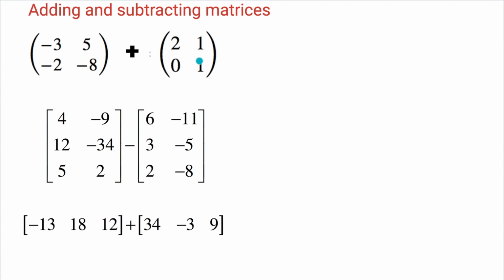Now, the way you add matrices is you add the numbers in the same position. In the first matrix, where I see -3, I need to add the number in that same position of the second matrix. Those two numbers are added together. So -3 plus 2 is -1. Then 5 plus 1 is 6. Then -2 plus 0 is -2, and then -8 plus 1 is -7. And this is the result.